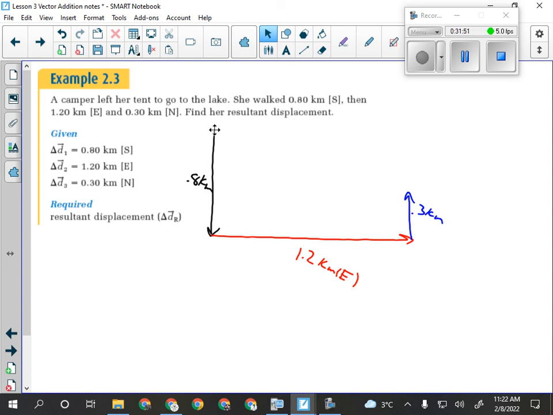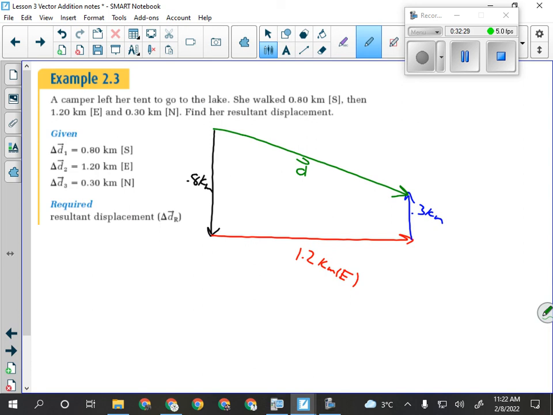Question wants the total displacement. Where would I draw a line on that diagram that would represent this person's total displacement? From the tail of the 0.8 kilometers to the head of the 0.3 kilometers. Exactly. From their initial position to their final position. That is, after all, what displacement is supposed to calculate, their change in position. So that line there is my resultant displacement over the entire trip.